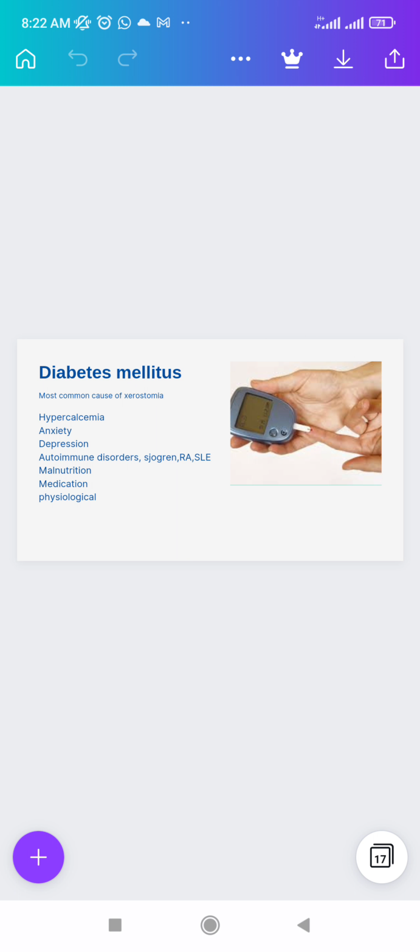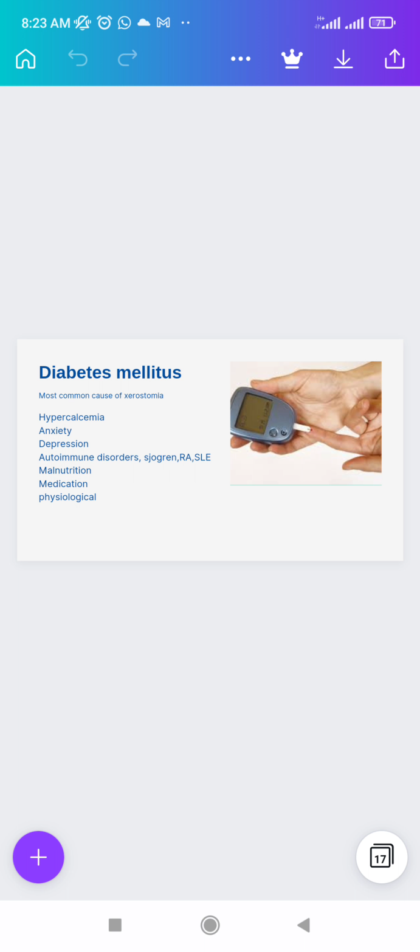Now, first of all, the most important and the most common cause of xerostomia is diabetes mellitus. Always ask about diabetes mellitus. Next are metabolic disorders, that is hypercalcemia, anxiety, depression, and autoimmune disorders: Sjogren, rheumatoid arthritis, systemic lupus erythematosus. And obviously malnutrition is also a very common cause, in which deficiency of trace elements magnesium, calcium, and vitamins leads to dryness of the mouth.